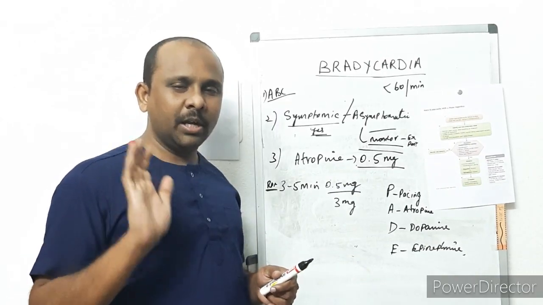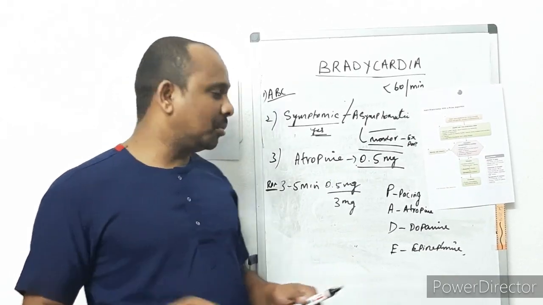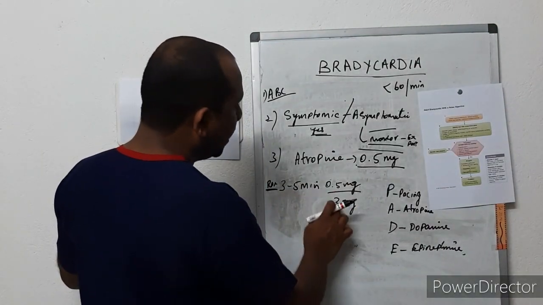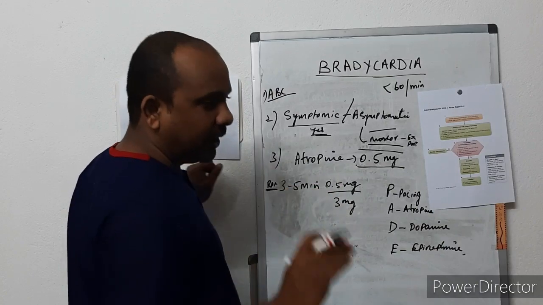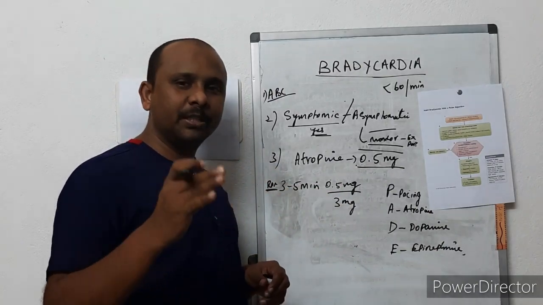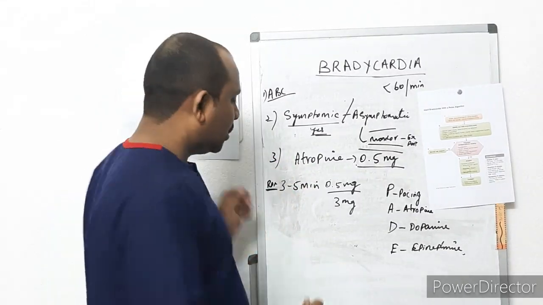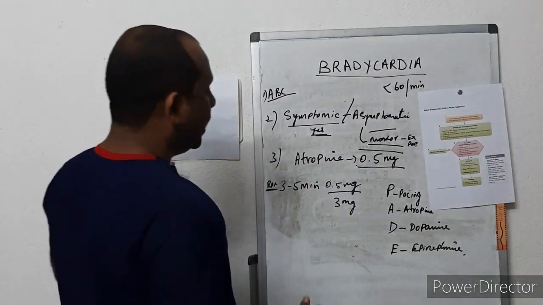So to treat the bradycardia, 3 mg is enough. Don't give more than that, right? We can give atropine 0.5 mg every 3 to 5 minutes. You can repeat it, and at the maximum of 3 mg you stop. Don't give more than this, right?